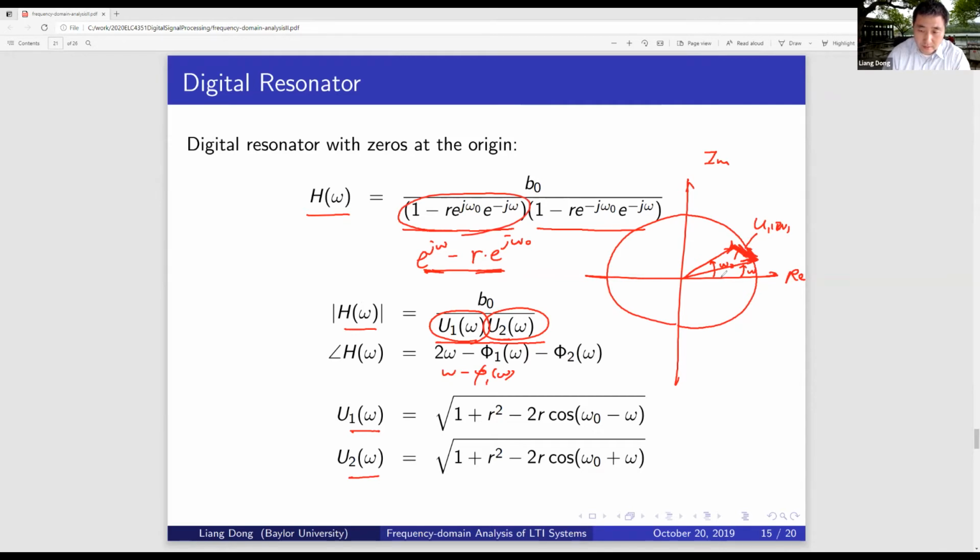So indeed, the phase is the difference between these two. And another one is omega subtract theta 2. I have another pole here, so it's the same, omega subtract that. These are the two differences. And because these two are in the denominator, the phase of H should subtract these two phases.